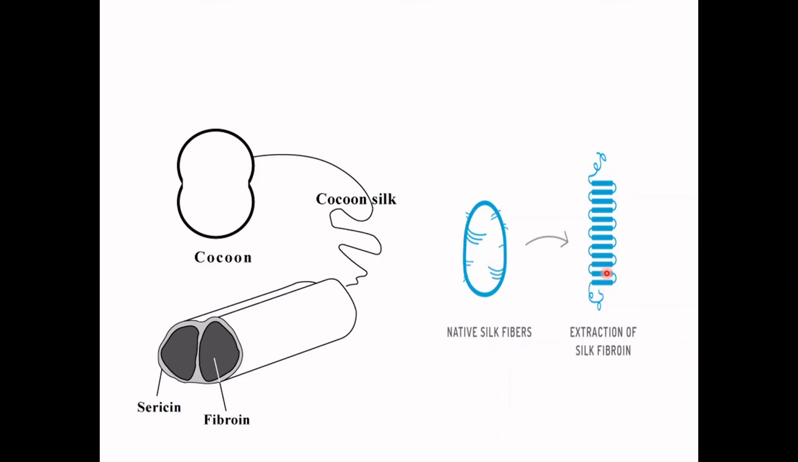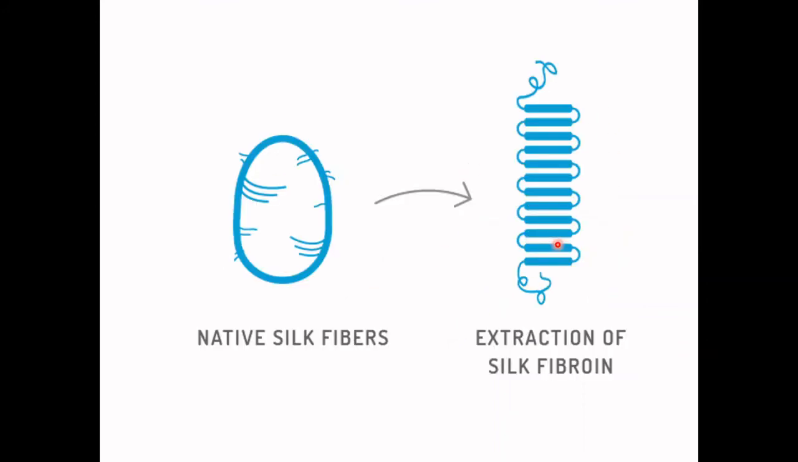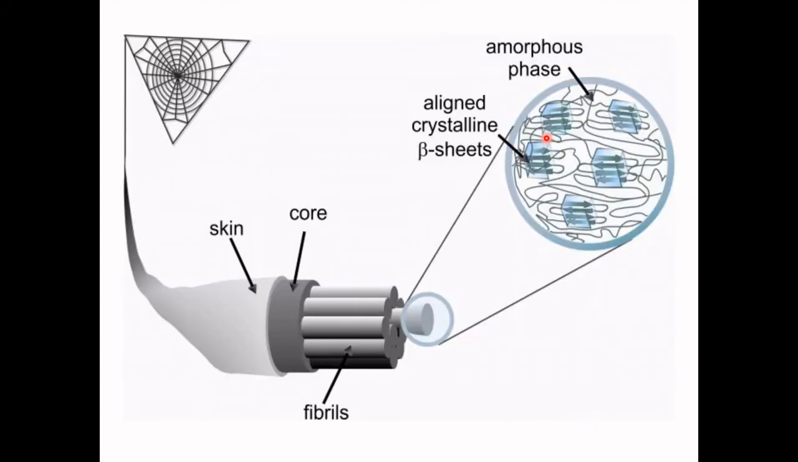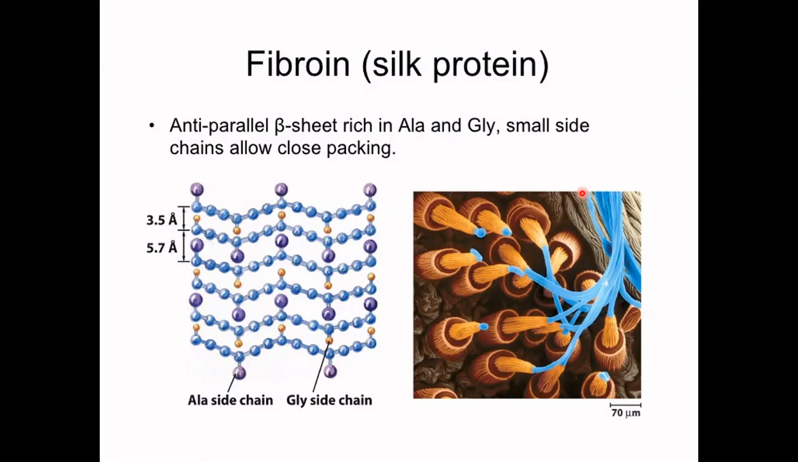So this is the structure. This is a cocoon. This is a spider web with beta pleated sheets. These are the glands of the spider from which the liquid oozes out. Whenever it contacts the air, it becomes rigid.